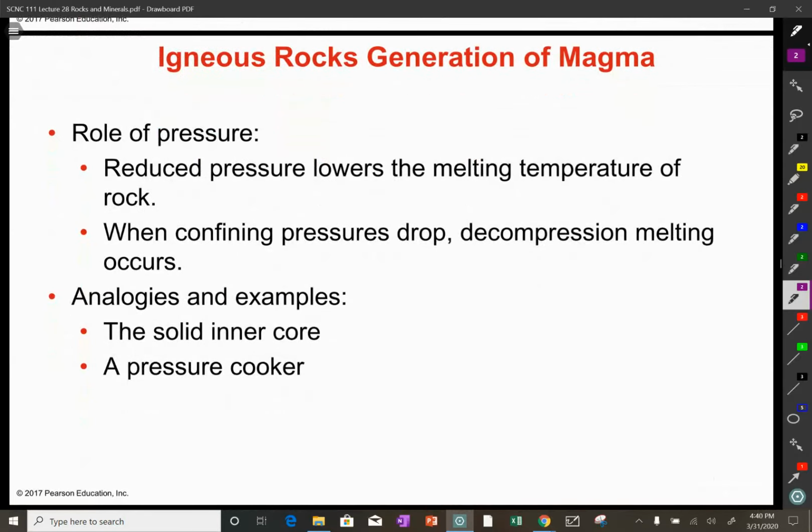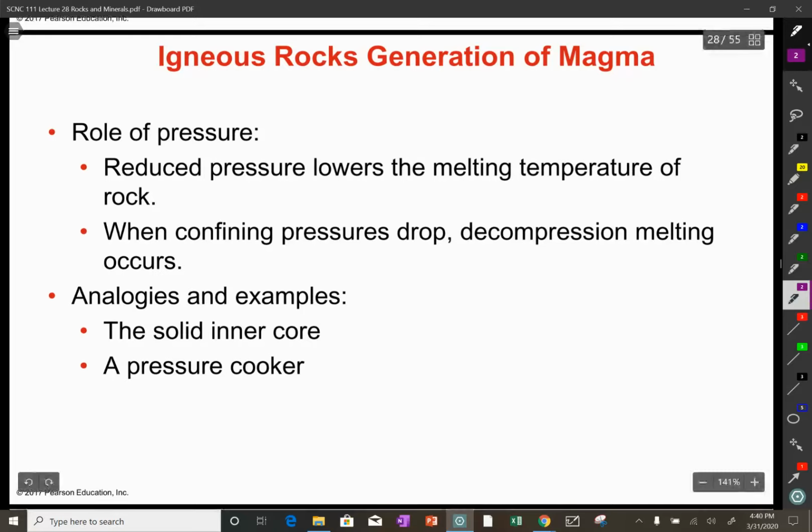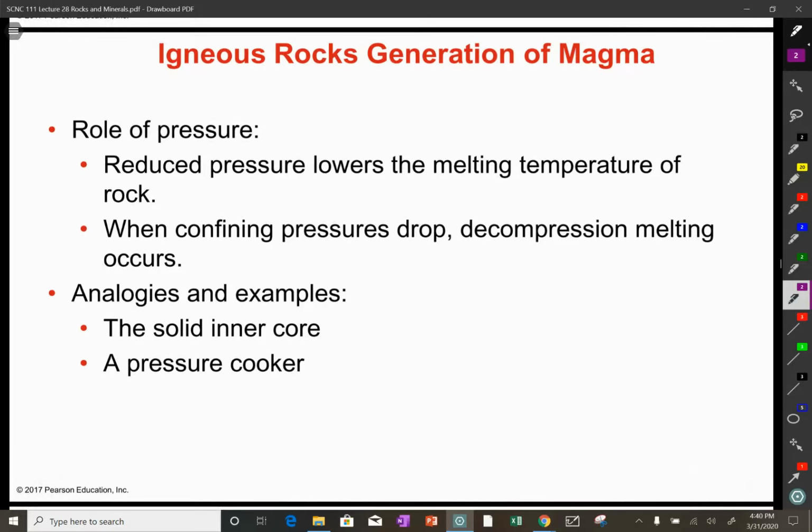I actually talked about some important things here already, igneous rocks and the generation of magma. If you reduce the pressure, then it's going to lower the melting temperature of the rock. So if it's hot and you reduce the melting temperature by lowering the pressure, it will melt. And so pressure can cause melting or inhibit melting.